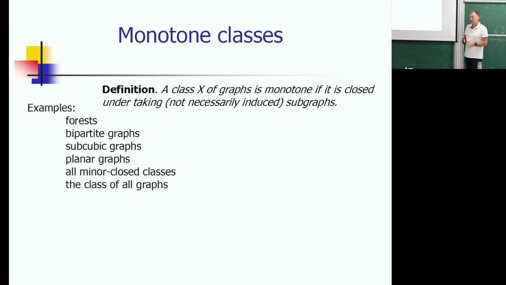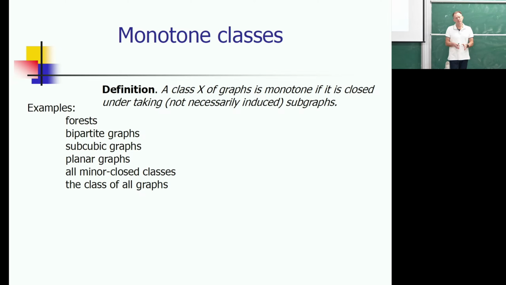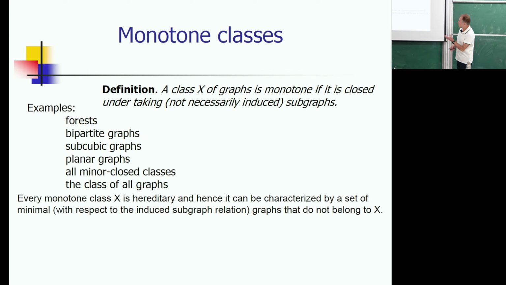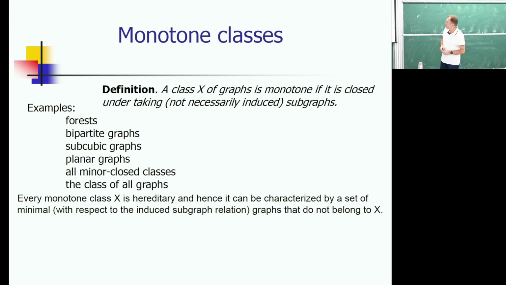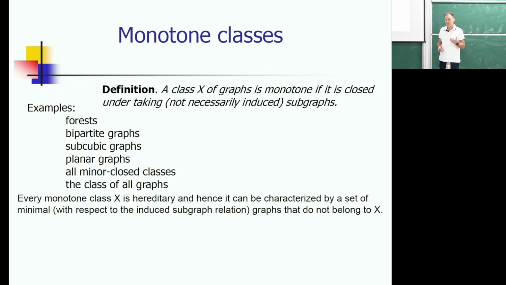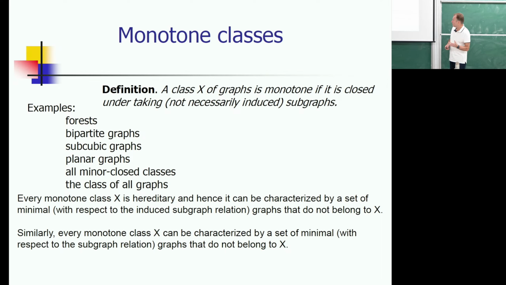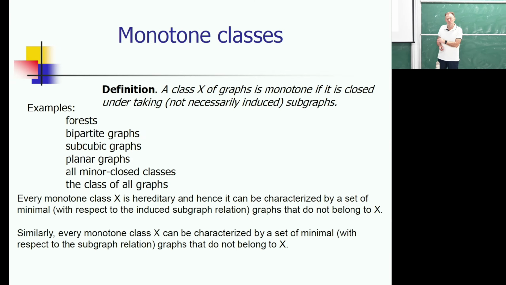So the family of minor closed classes is a proper subfamily of the family of monotone classes, and the family of monotone classes is a proper subfamily of the family of hereditary classes. And since every monotone class is hereditary, it admits a characterization in terms of minimal forbidden induced subgraphs, minimal with respect to the induced subgraph relation. And similarly, every monotone class can be characterized by a set of minimal graphs, with respect to the subgraph relation, that do not belong to the class.